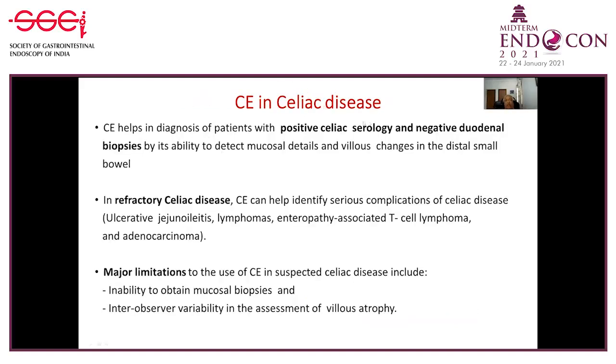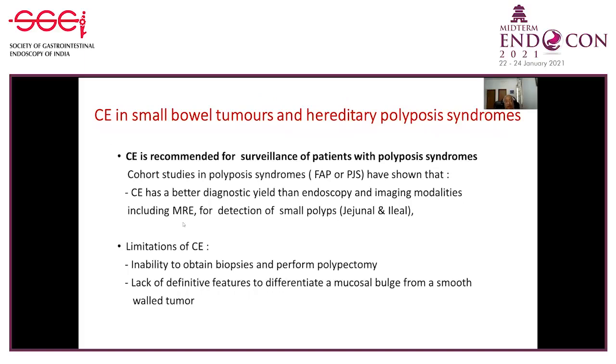What about celiac disease? Positive celiac serology and negative duodenal biopsy. Sometimes CE can detect mucosal detail and villus changes in the distal small bowel. It can also be used in refractory celiac disease, where it can identify serious complications like ulcers. Again, a major limitation would be the inability to obtain mucosal biopsies. In hereditary polyposis syndromes, it is recommended. It has been shown in cohort studies that CE is better diagnostically, including versus MRE, especially for detection of small bowel polyps.